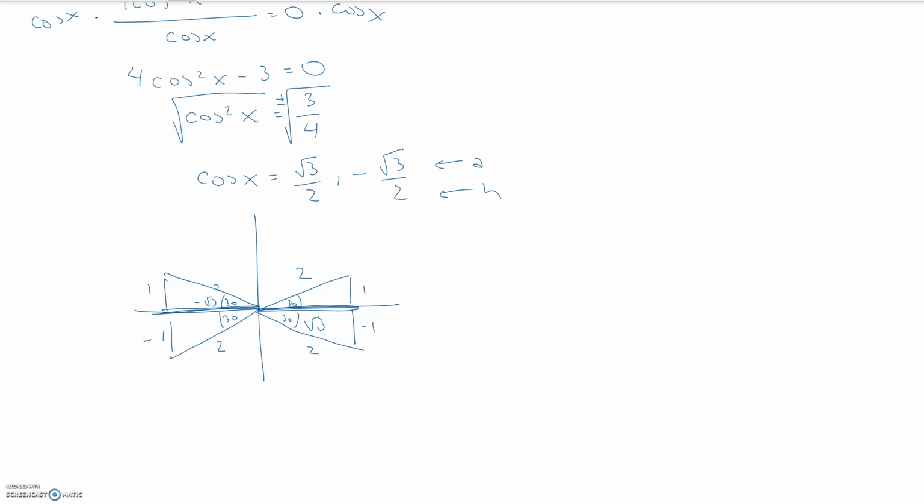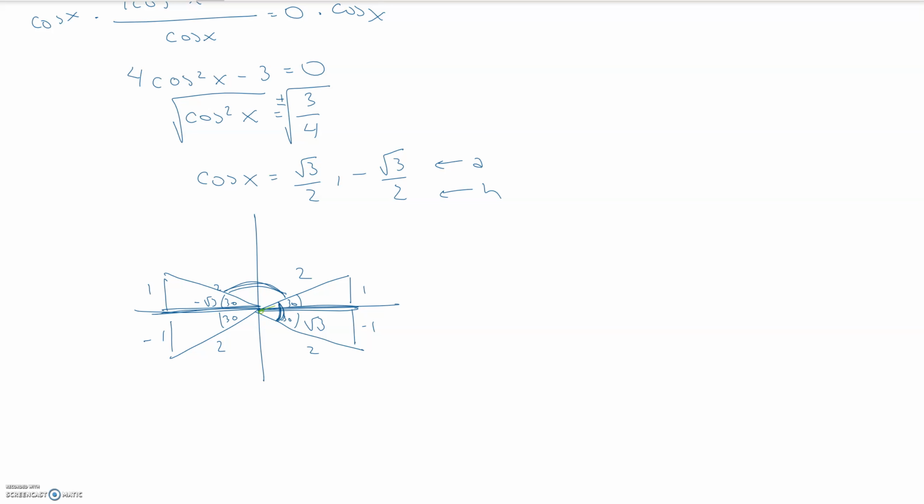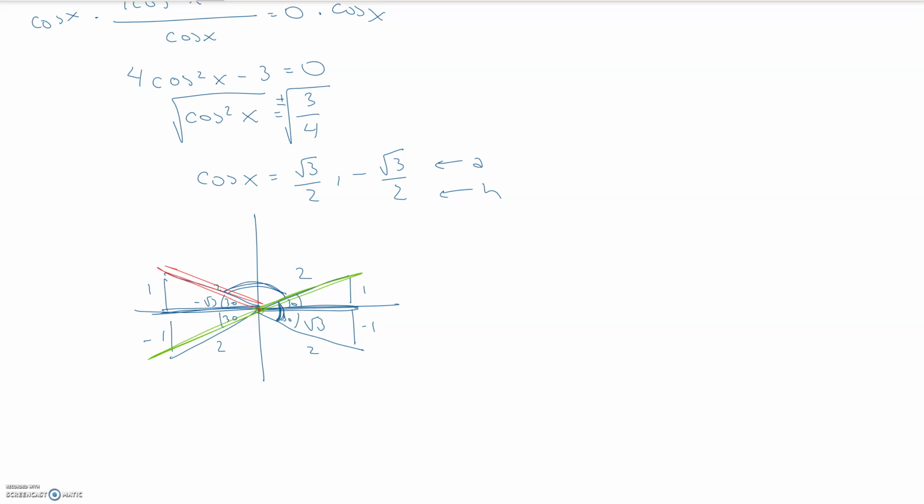So now looking at this, the distance between these two angles is 60. The difference between those two is 120. And so we are going to have two different solution types. We're going to have this angle and its back-to-back partner. And then we're going to have this angle with its back-to-back partner.